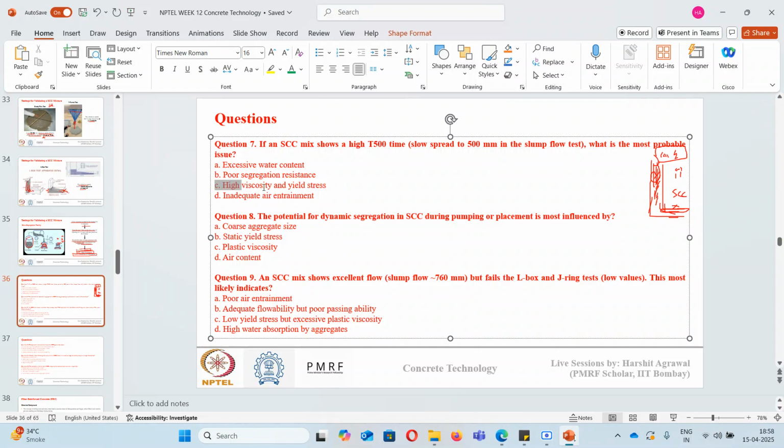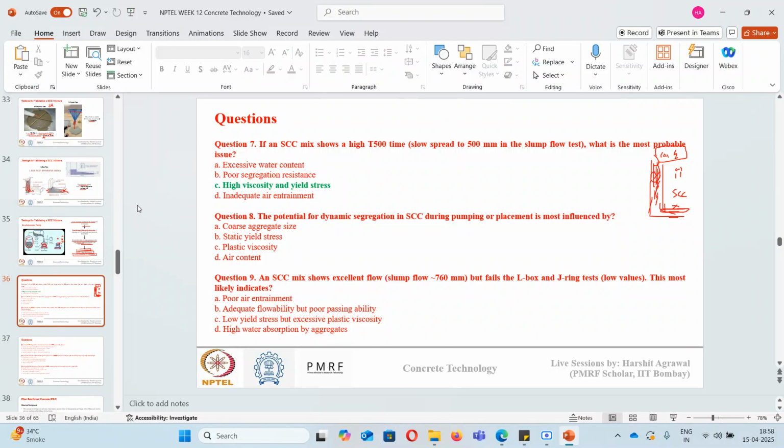So the correct answer is C, as one of you answered. Why? Because this T500 time reflects the flow rate, the rate at which the flow is happening. If it is high, it means my concrete is sluggish in nature due to its viscous nature. If my concrete has high viscosity, it will flow at a slower rate. So that's why the answer is high viscosity and yield stress.